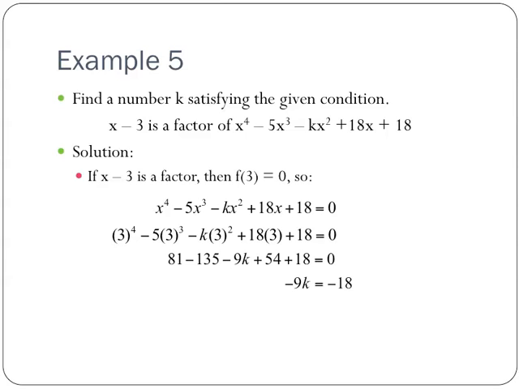Divide both sides by negative 9, and you get that k is equal to 2. So in order for this polynomial to equal 0 when x is equal to 3, k must be equal to 2.